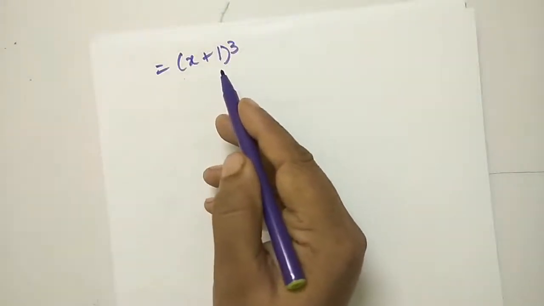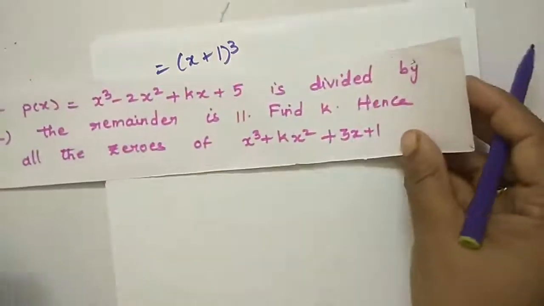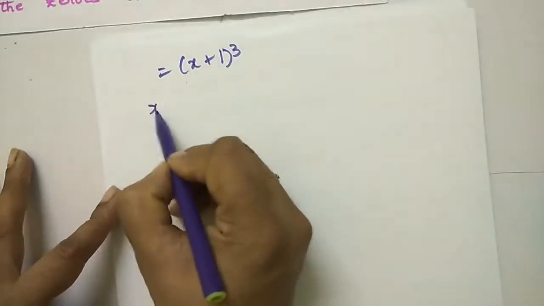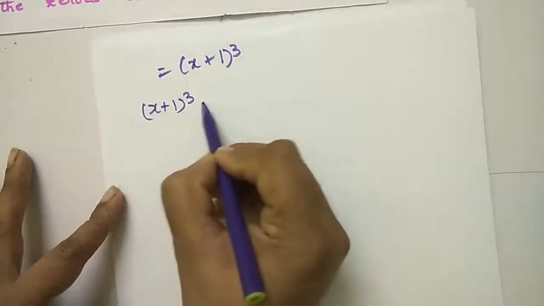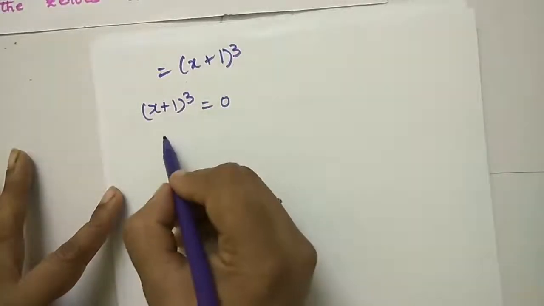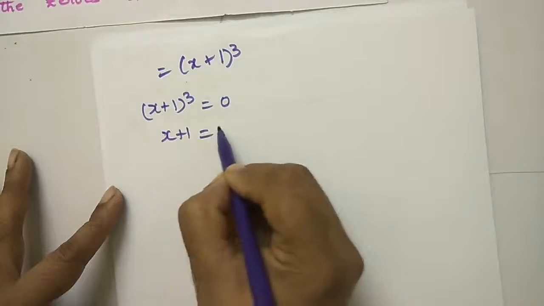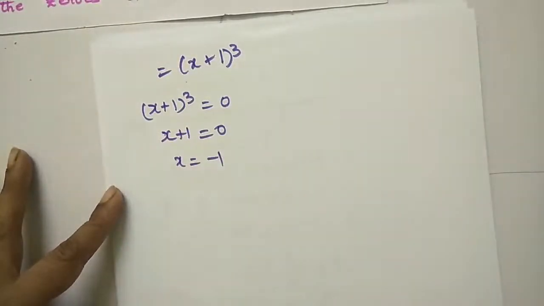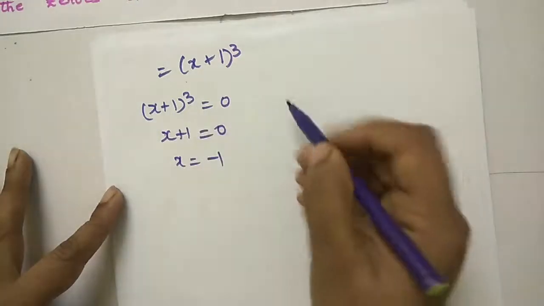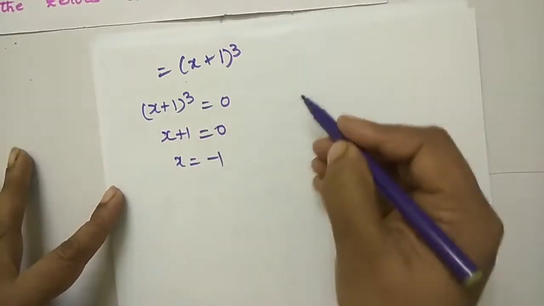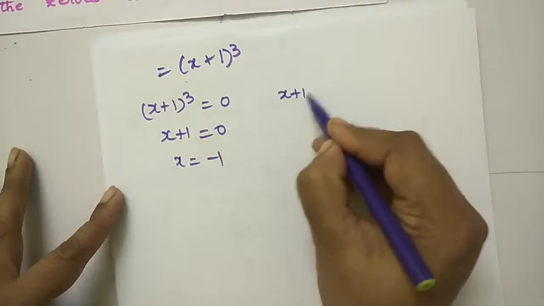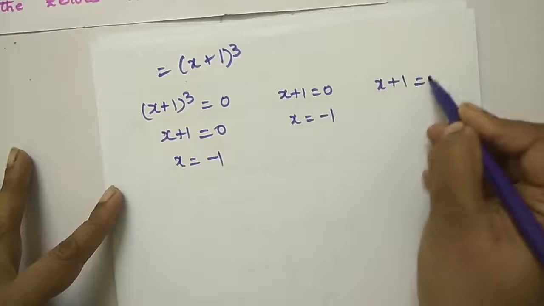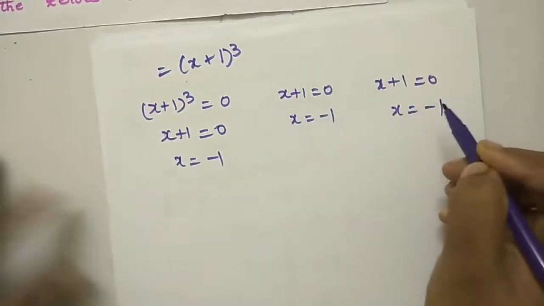We must find zeros of this polynomial. So we have to equate it to 0. x plus 1 whole cube is equal to 0. So x plus 1 equal to 0, x is equal to minus 1. As it is whole cube, the values of x will be 3, is it not? x plus 1 is equal to 0, x is equal to minus 1, 3 times if you write, you will get x is equal to minus 1.